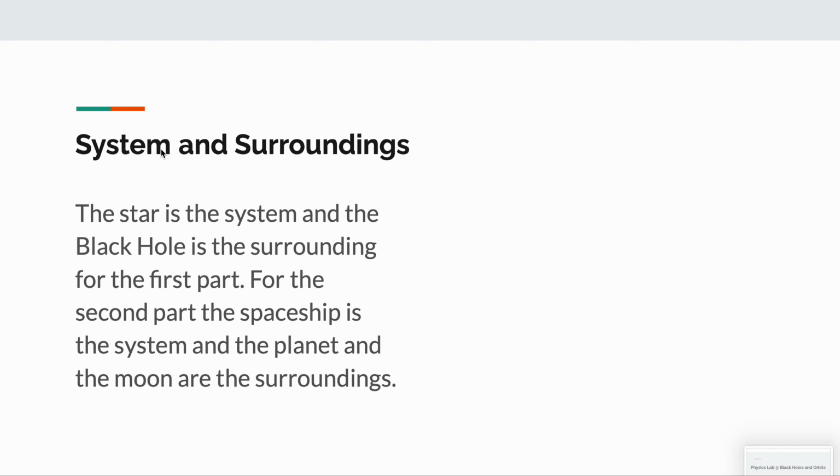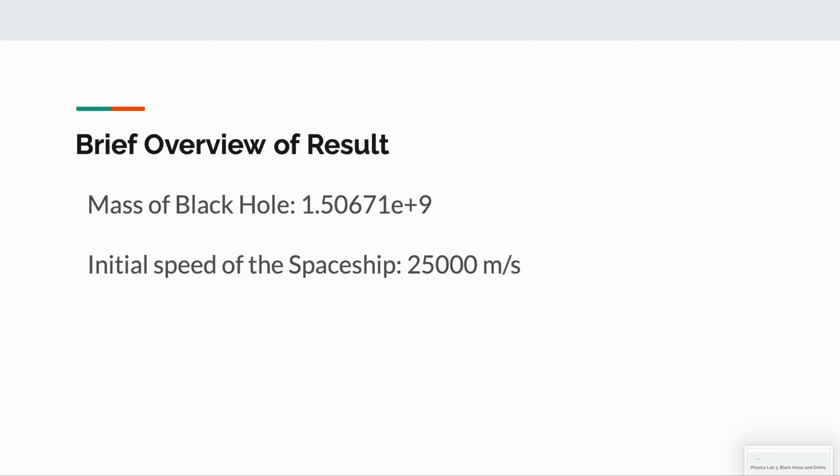The system and the surroundings. In our first part of the lab, the star is the system and the black hole is the surrounding, and for the second part, the spaceship is the system and the planet and the moon are the surroundings.